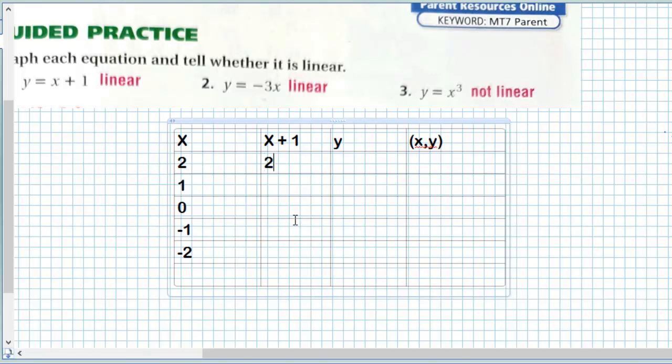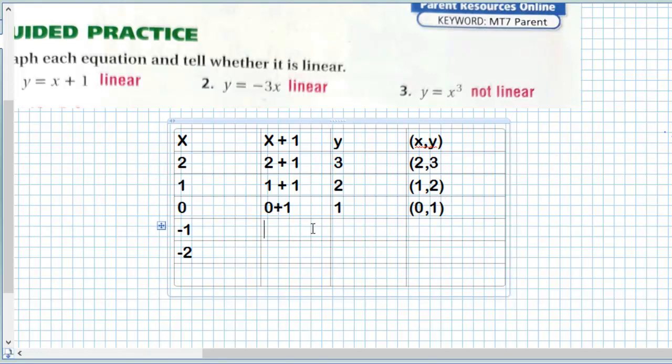Let's substitute here. Remove x and put 2. So it will be 2 plus 1, which equals 3. So our point will be 2 and 3. Let's remove x and put 1. So it will be 1 plus 1, which equals 2. So our coordinate point will be 1 and 2. Next one, we remove x and put 0. 0 plus 1 equals 1. So our coordinate point will be 0 and 1.